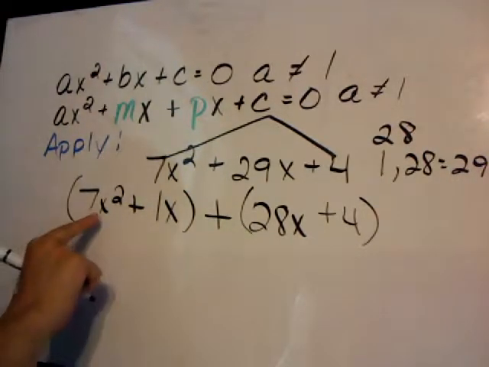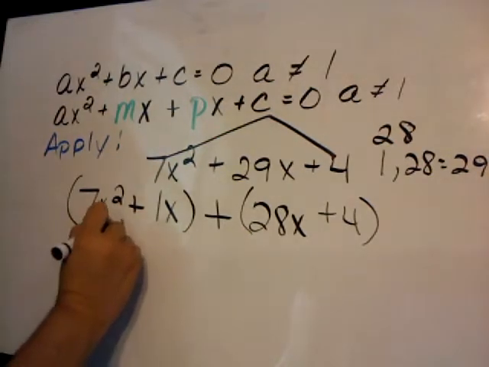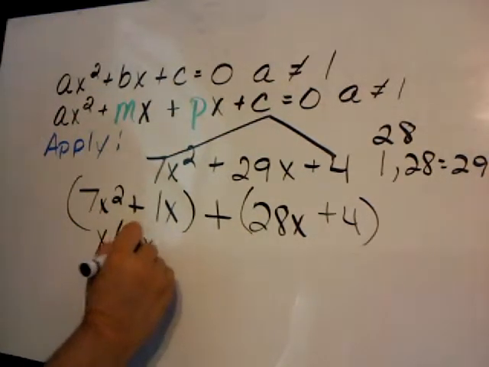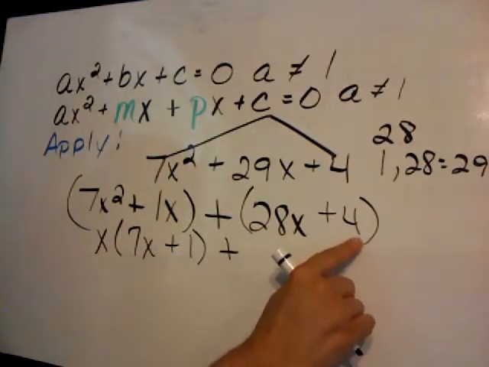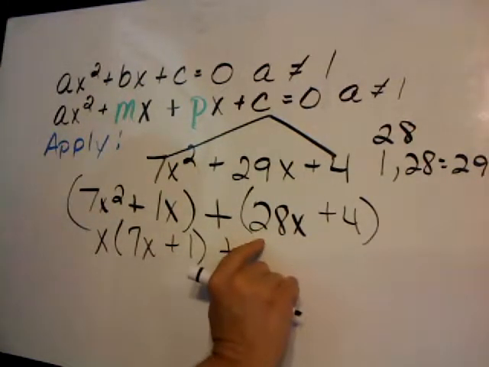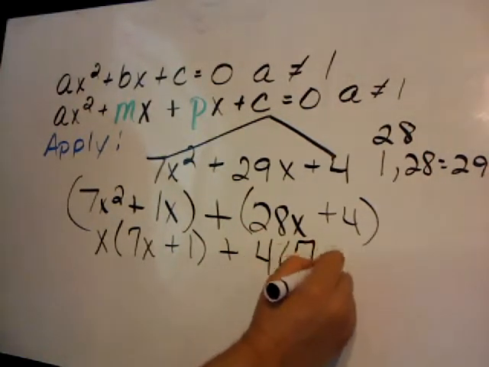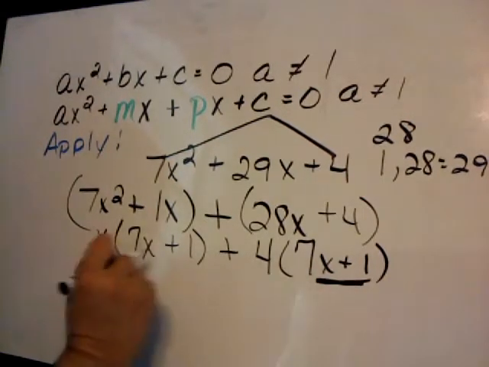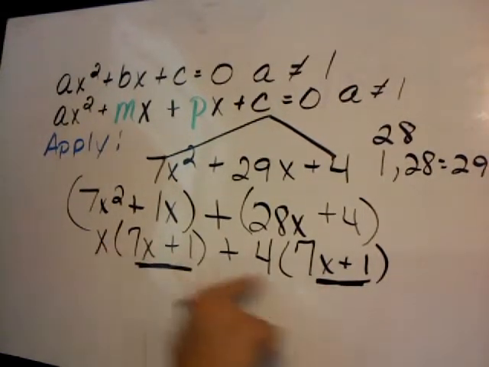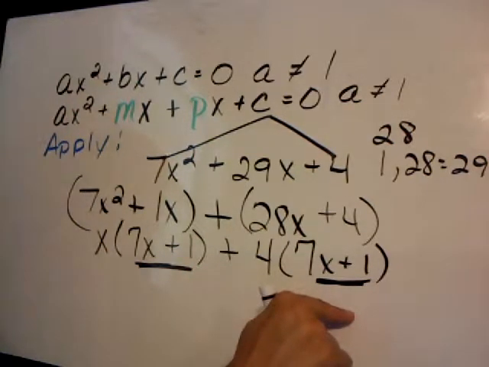Okay, I can see here that I can factor out an x, leaving me with 7x plus 1. Here, what is the greatest common factor of 4 and 28? That would be a 4, leaving me with 7x plus 1. And again, that is my goal, is to get common factors. Here I have a common factor, 7x plus 1, 7x plus 1.